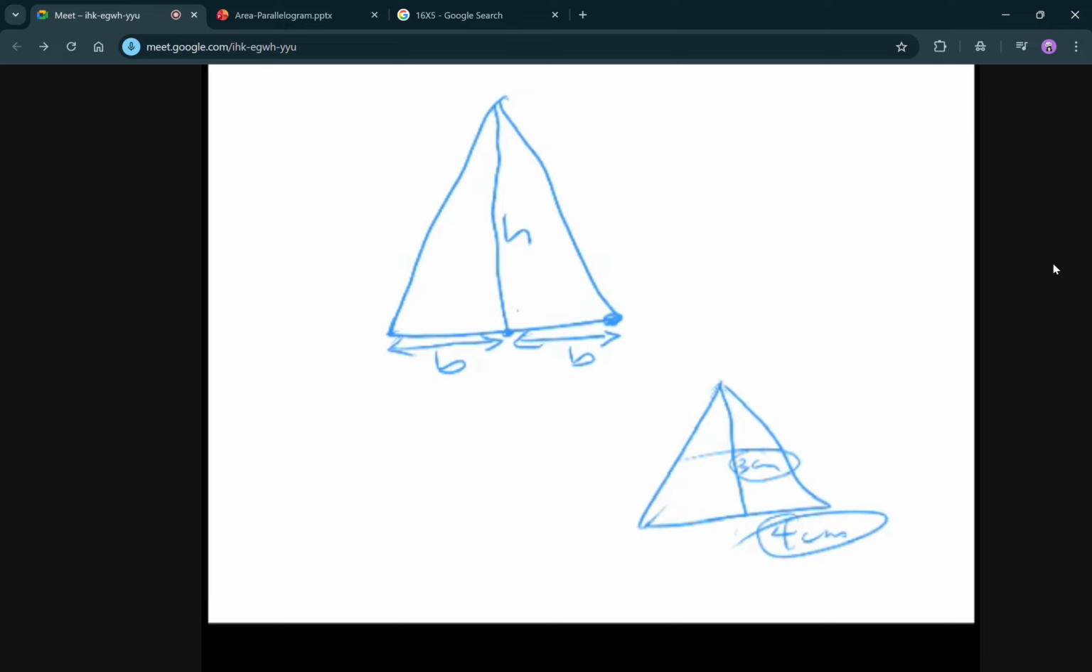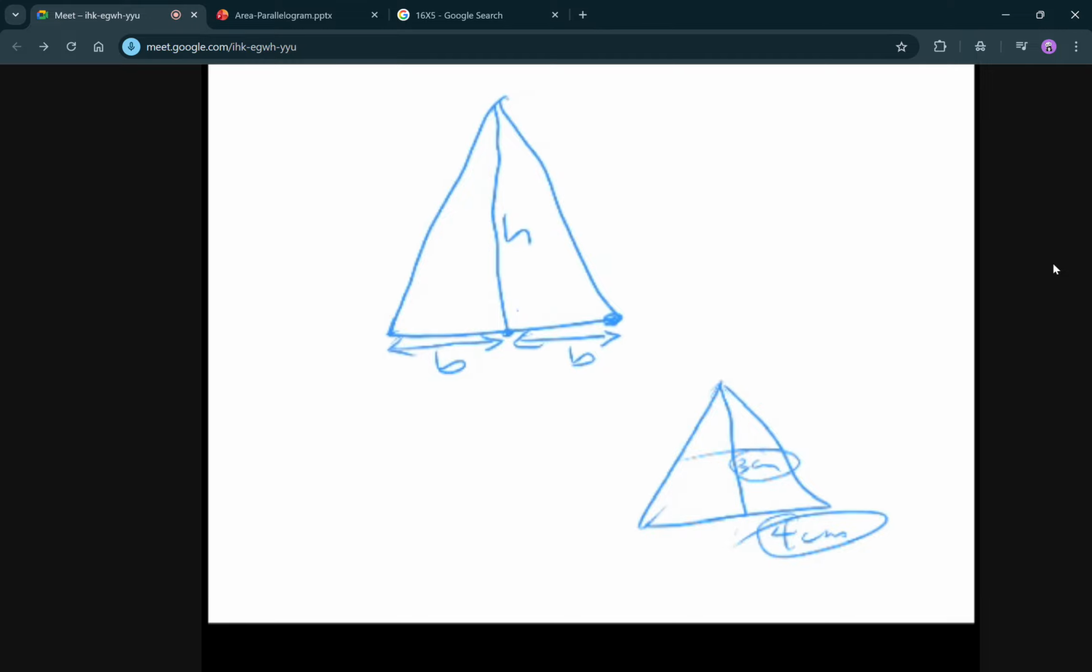So the area of a triangle is 1/2 times the base times the height. The 1/2 is always a constant. It does not change. Do you understand that? We are not going to do anything other than just multiplying. So let's go to the worksheet.